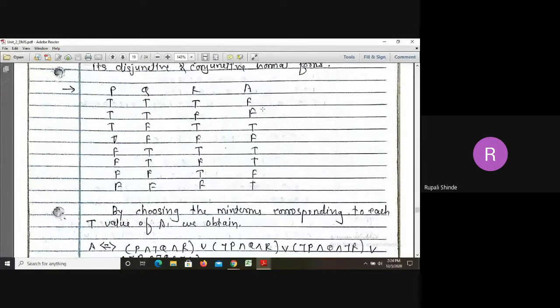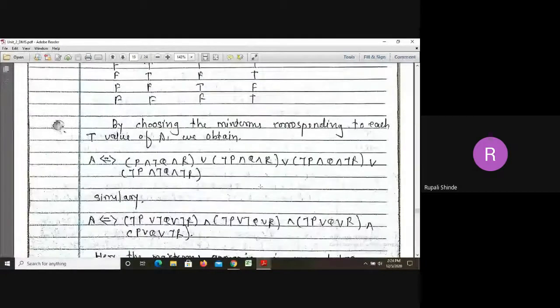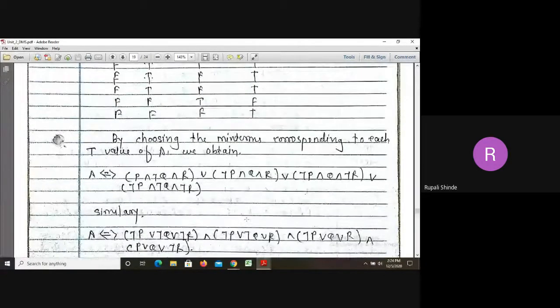Now check here, the second T is written here, and the second F is written here, and for this F, the truth value combination is TTF. So again, we have to take negation of P and Q. So negation P or negation Q or R. So this is our second max term that is written over here.